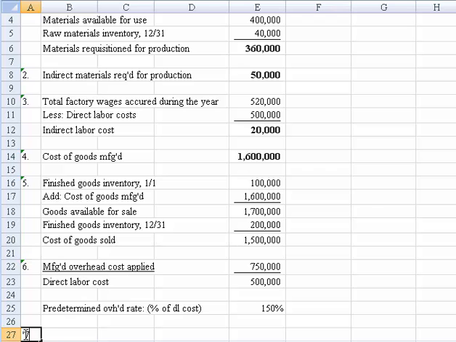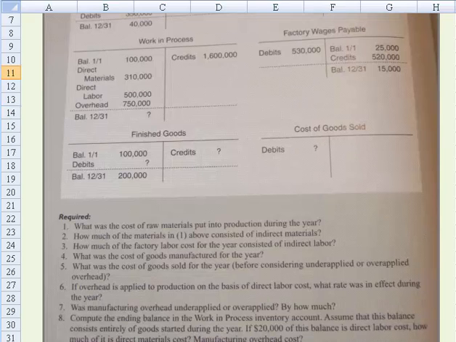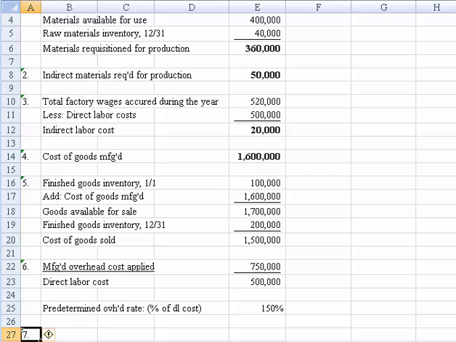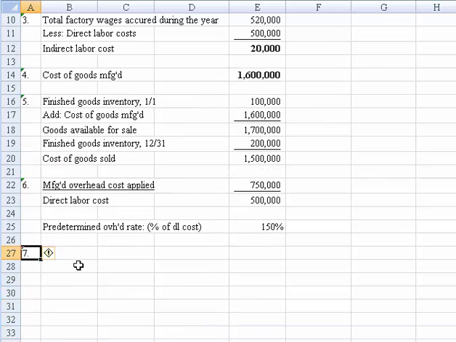All right, let's tackle number 7 now. Number 7 says, was manufacturing overhead under-applied or over-applied, and by how much? We need to figure out, was it under-applied or over-applied first? Okay, well, on number 7, let's put together a quick schedule so we can calculate that.